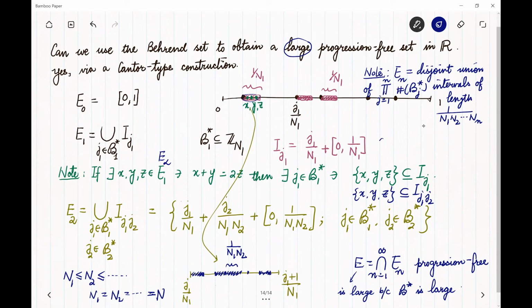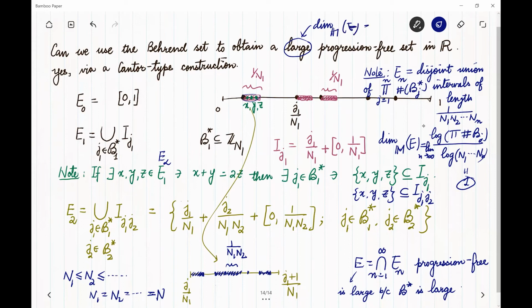So the Minkowski dimension is the easiest to compute, so I'll do that. The Minkowski dimension of E is equal to the log of this product of the cardinalities divided by the log of N1, N2, up to N sub n, as little n goes to infinity. But remember, the Berent set was almost like N1, N2, up to N sub n, with some fudge factor, which doesn't really make a difference to this limit. So this limit is 1. In fact, a little revamping of this calculation will also give you Hausdorff dimension. So when I say large, what I really mean is the Hausdorff dimension of this progression-free set is actually full. It's 1.